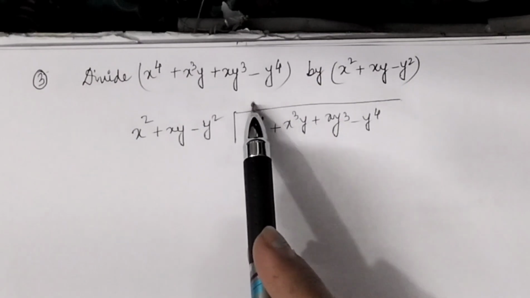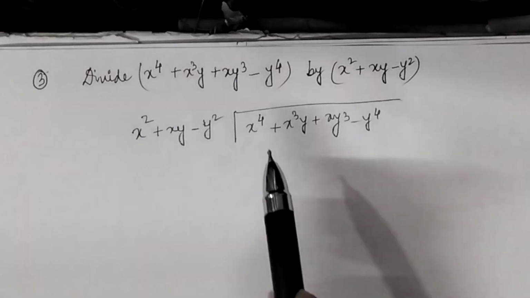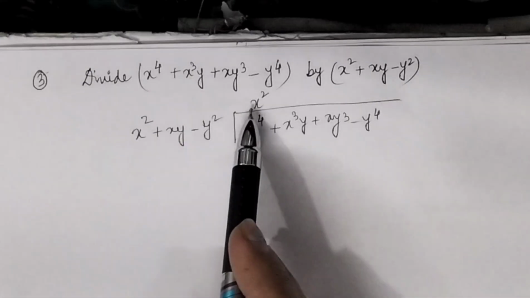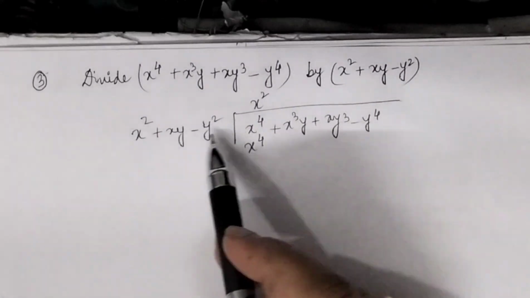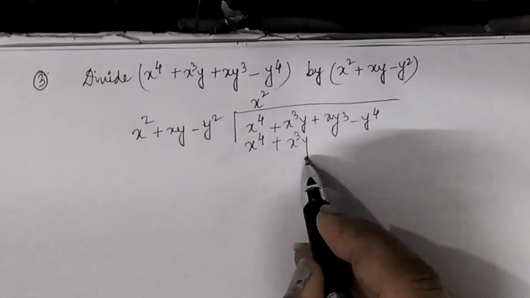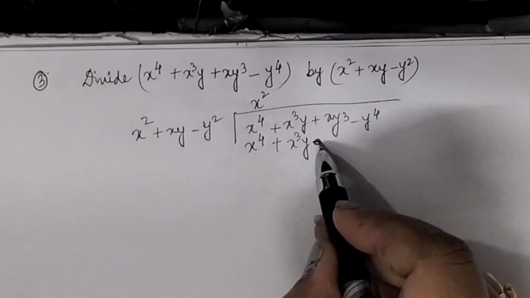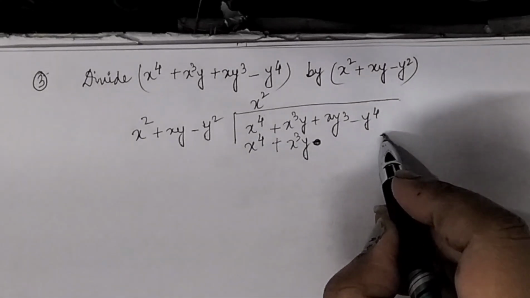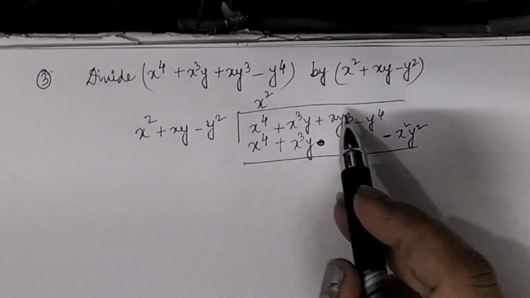So what should be taken in the quotient so that when it is multiplied with x square we get x to the power 4? Yes, this is plus x square, because x square into plus x square will give us x to the power 4. Then if we continue the calculation, we will find plus x cube y minus x square y square. But make sure there is no term called x square y square in the dividend. So what we have to do? We have to arrange it separately, x square y square, because no like term is there.